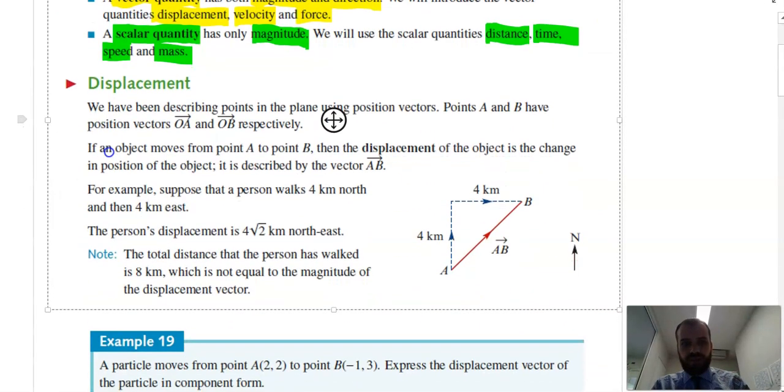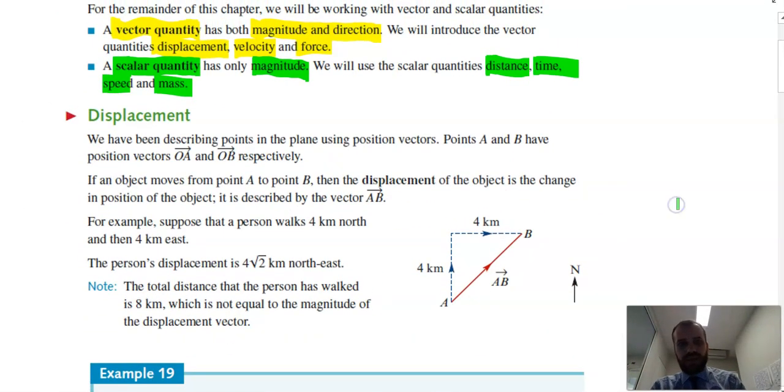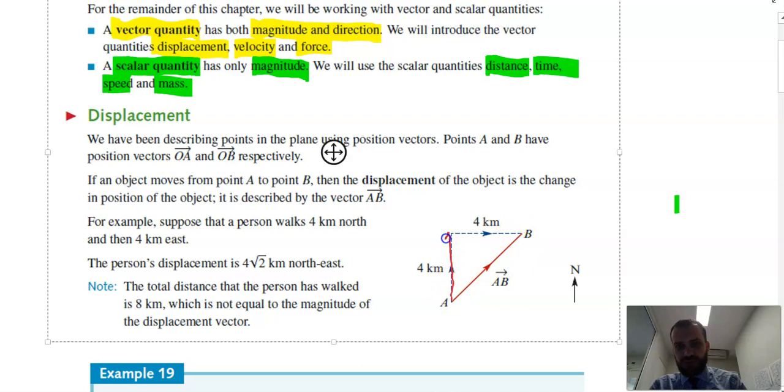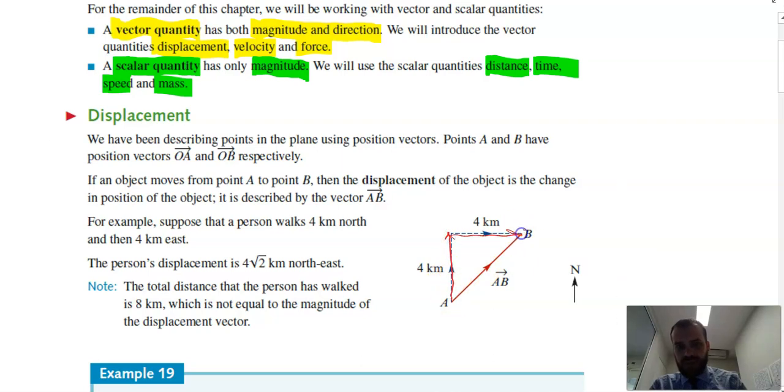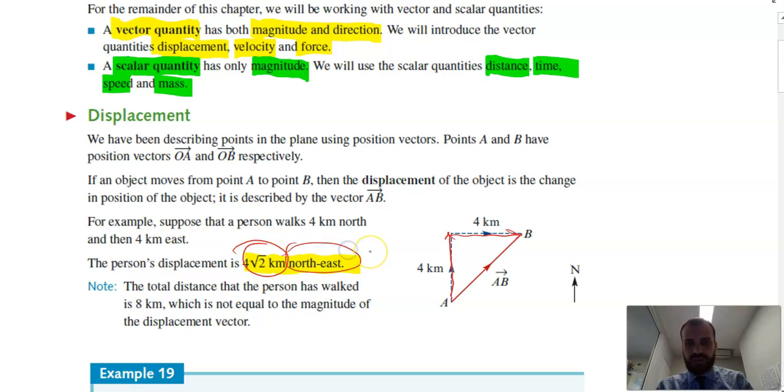All right. Now, again, I'm not reading through all of this, but if a person were to walk from A to B, but to do so they walked north and then they walked east, we could say that their displacement, which is a vector quantity, would be 4 root 2 northeast. So again, that's giving us a magnitude here and a direction here. So a vector quantity, magnitude, and direction.